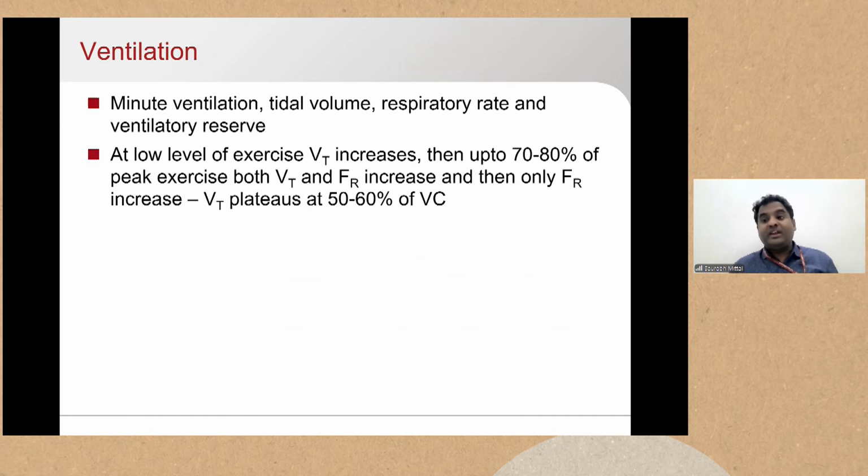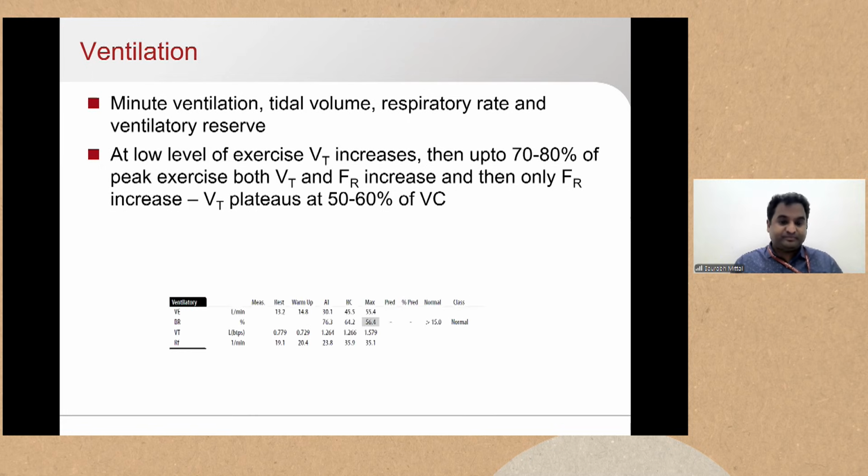Now we talk about lung ventilation. Whenever a patient starts to exercise, what happens? Their tidal volume as well as respiratory rate continue to rise. At a lower level of exercise, their tidal volume increases, but when they reach a very high level of exercise, then only the respiratory rate increases. This is an important exercise response, that initially tidal volume increases, but at the end of it, only respiratory rate increases. The machine will give us the tidal volume at peak and the respiratory rate at peak.